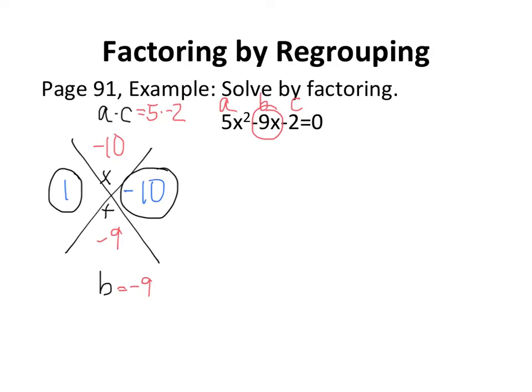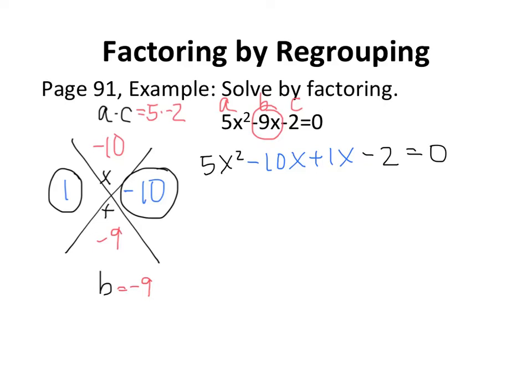Now we know how to split up our 9x, so we can rewrite our equation as 5x squared. Instead of negative 9x, we can put in negative 10x plus 1x, and then finish it up with that minus 2 equals 0. Notice that this equation and this equation continue to have the same value because this is just equal to negative 9x.